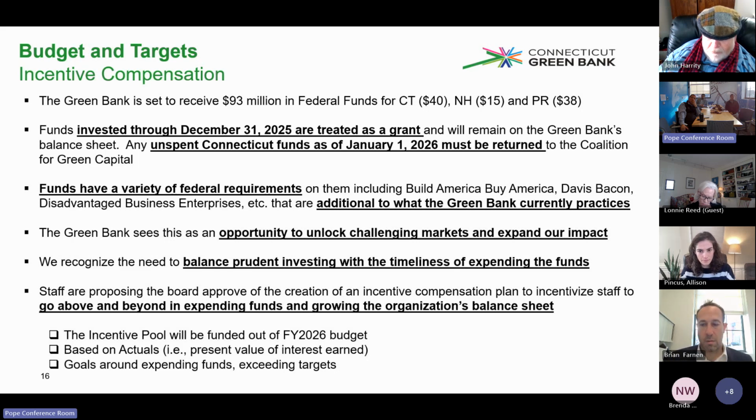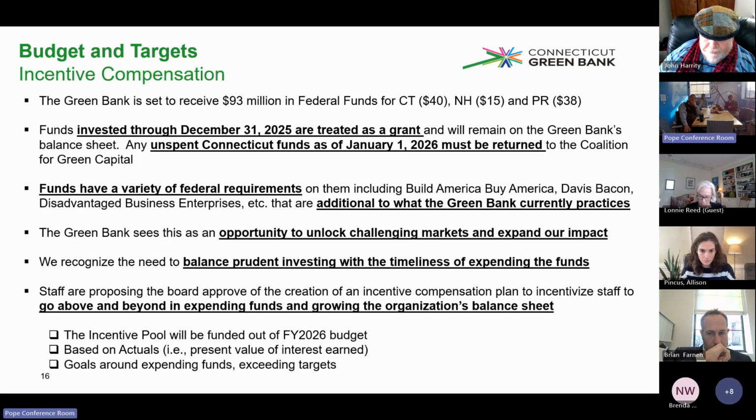We're doing this with the federal funds. I'm seeking your permission before we fully design an incentive compensation program, but what we've discussed is something that would be based off of the actuals. Any payment for this would be funded out of the FY 2026 budget and linked to the money that we actually get out invested. So what's the present value of the interest income that we would get off of the money, and we would reserve a percentage of that.